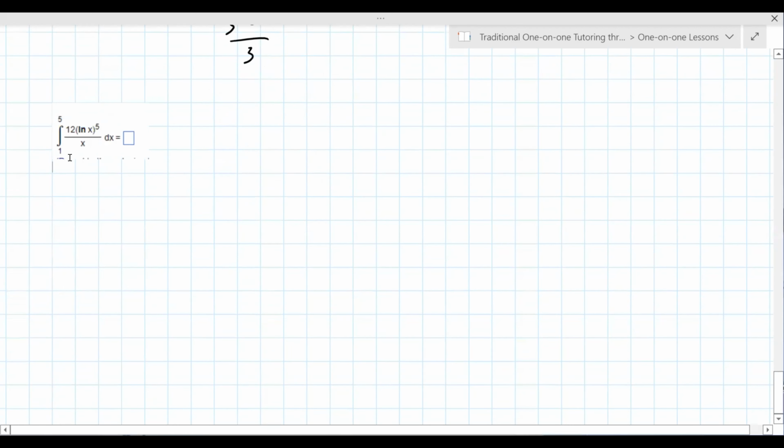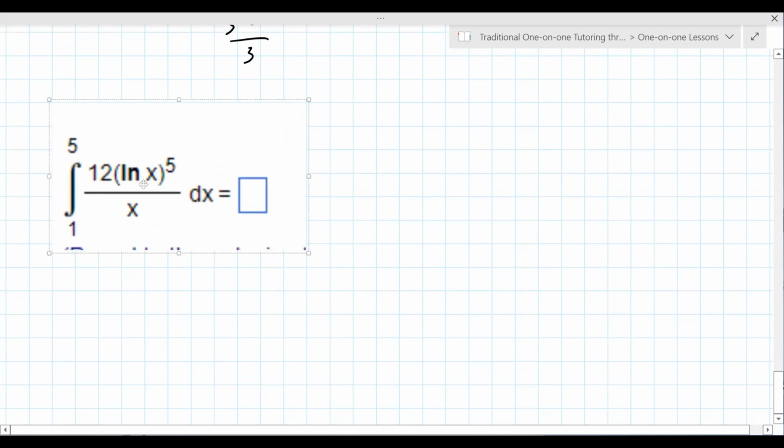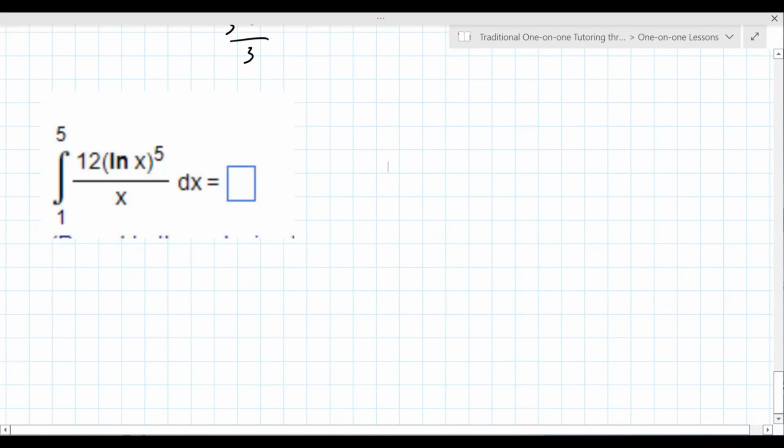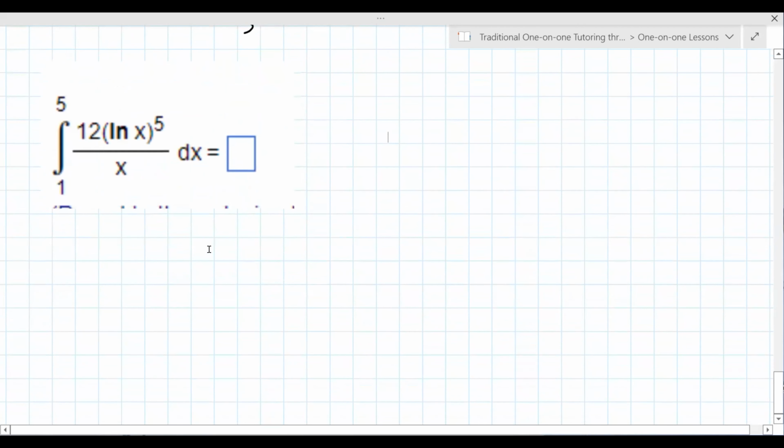Oh, and these are the same. There's no differences in what you're seeing on your side. The problem correct. Numbers. Okay, very good.